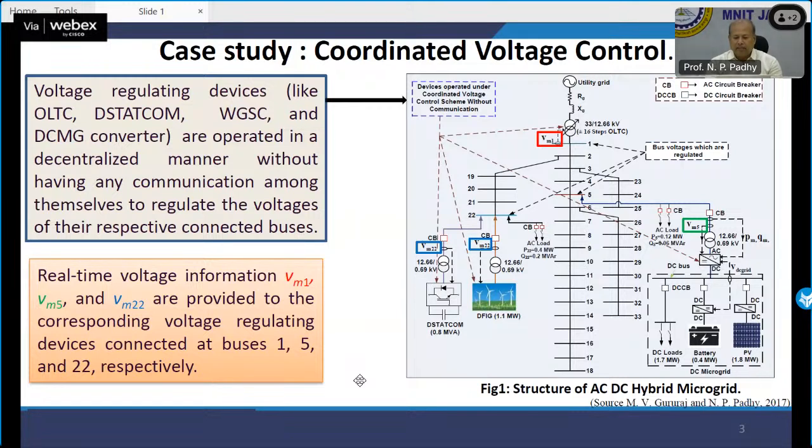Bus number 1, there is a red block, no? What is that red block? Okay, I'll tell you slowly. There are three different types of voltage regulating devices present in this system. One is the red block, one is the blue block, and one is the green block. Okay, so there are three things.